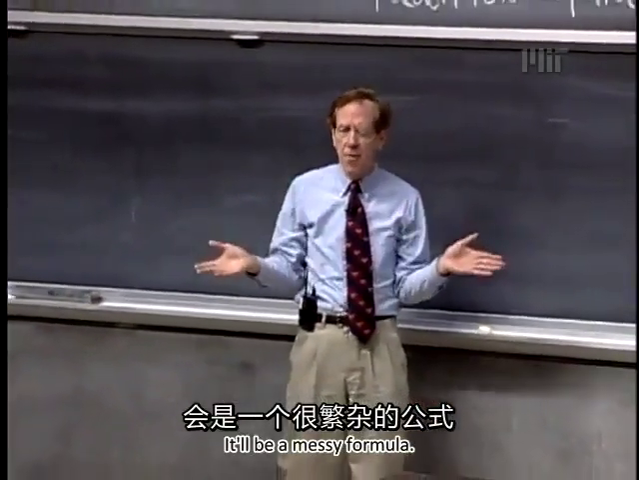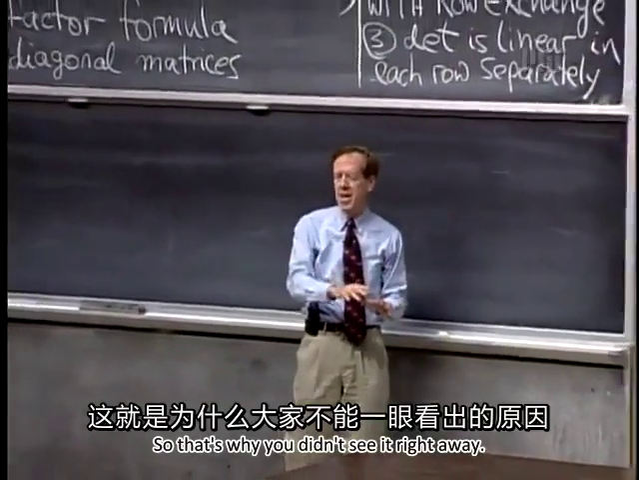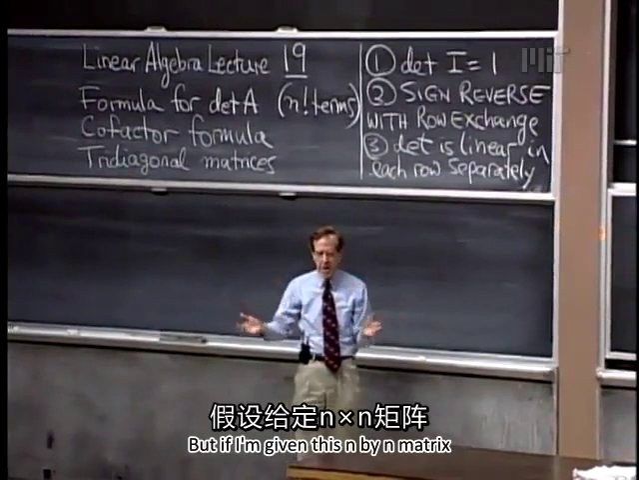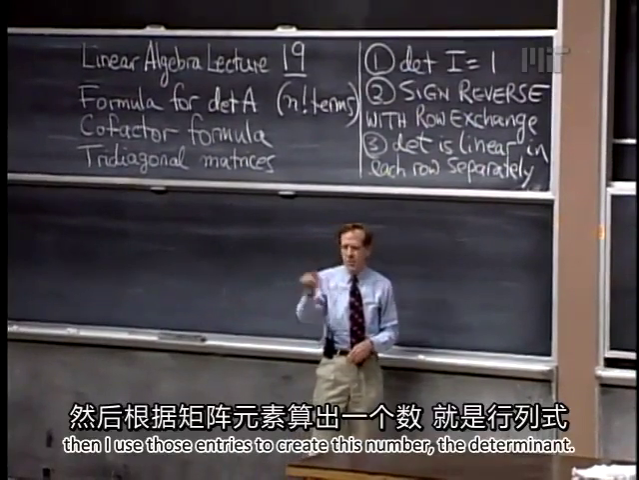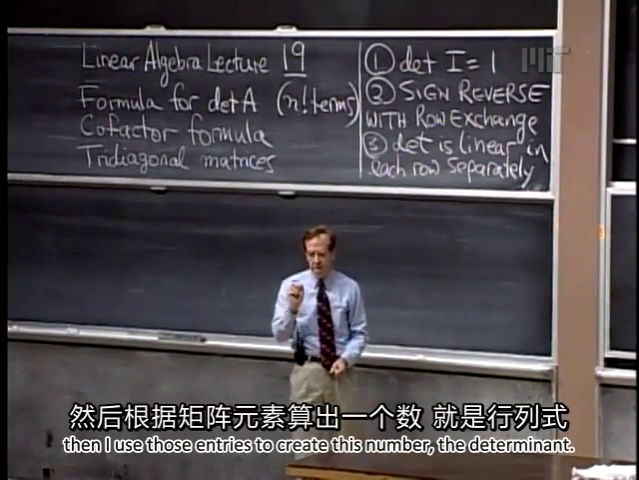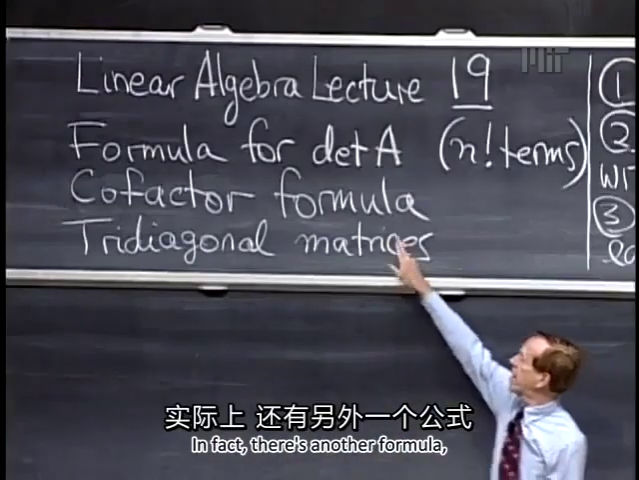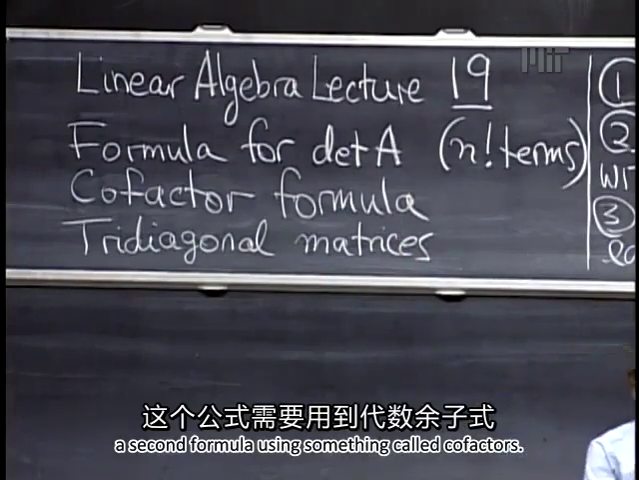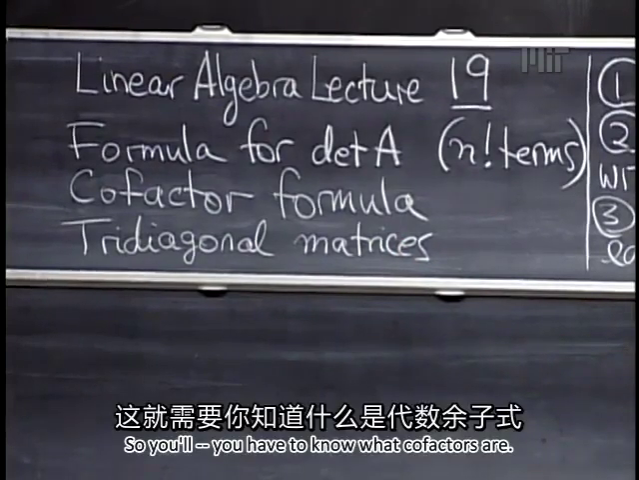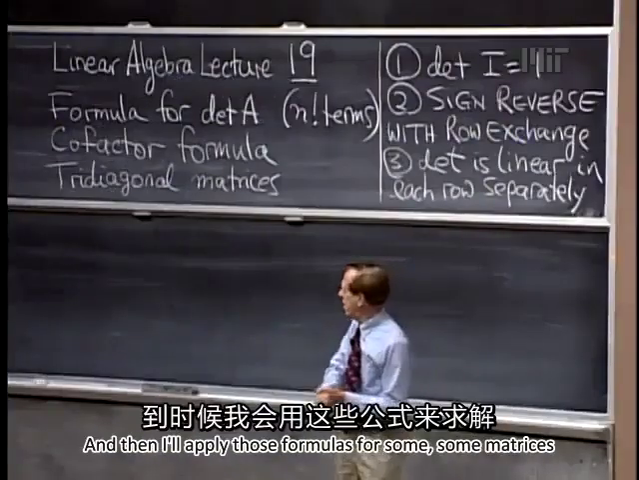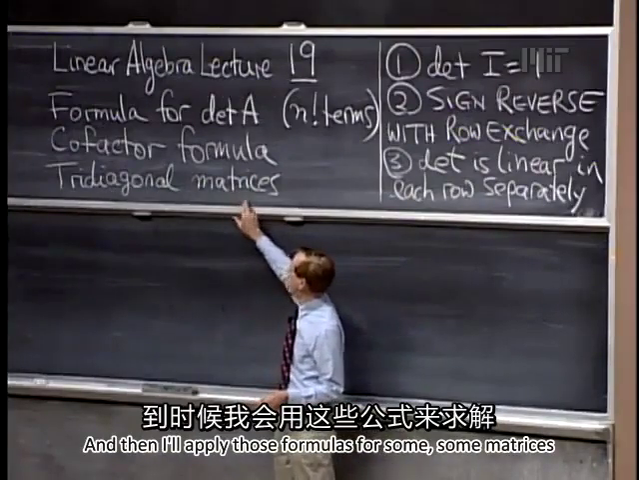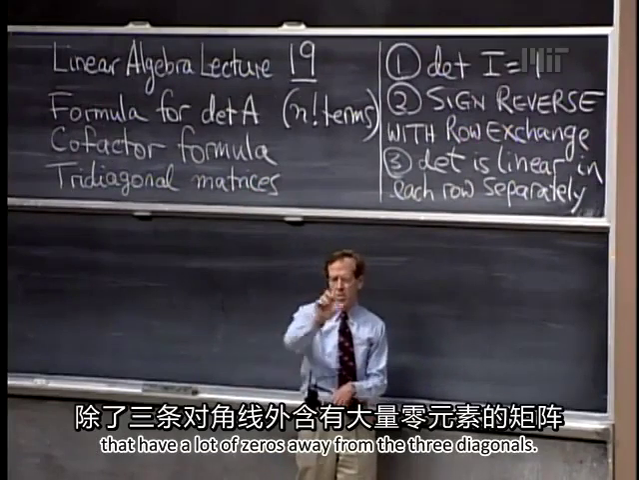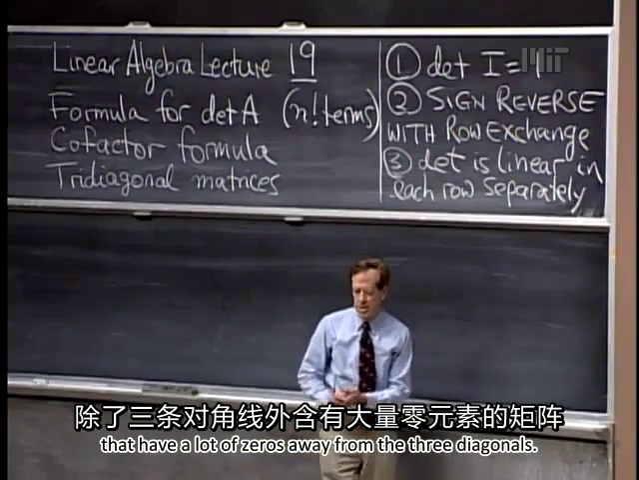It'll be a messy formula, so that's why you didn't see it right away. But if I'm given this n by n matrix, then I use those entries to create this number, the determinant. So there's a formula for it. In fact, there's a second formula using something called cofactors, so you have to know what cofactors are. And then I'll apply those formulas for some matrices that have a lot of zeros away from the three diagonals.